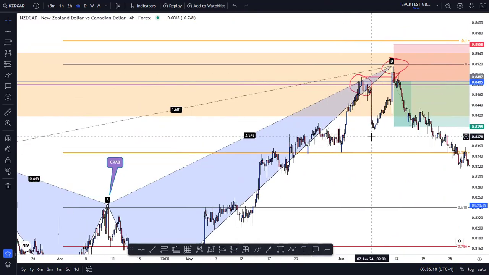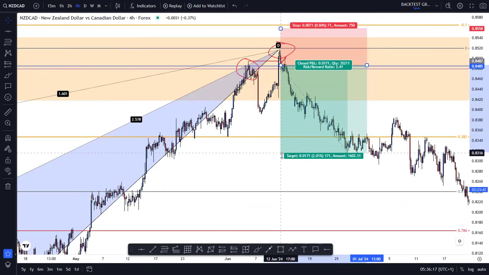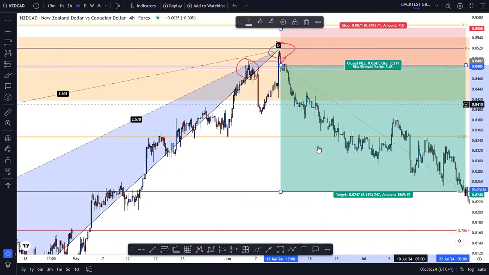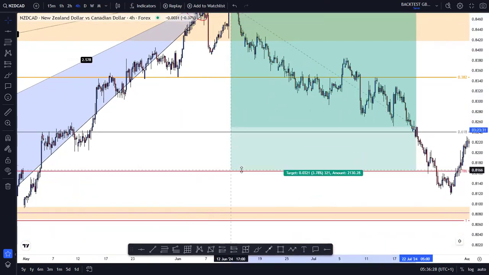Okay. First target was hit after a couple of days. Move your stop loss to break even. 0.618 target was hit. We already have 1:3.48. And then final target at what? 0.786.